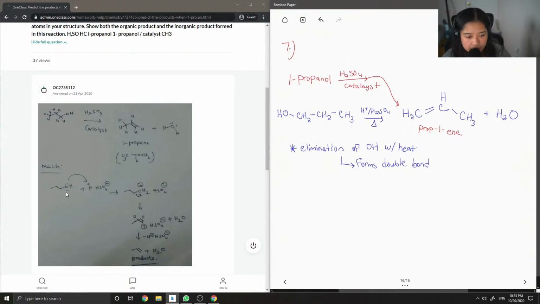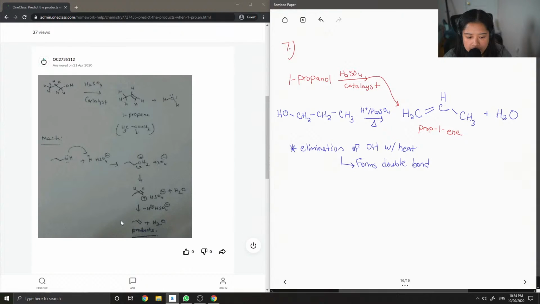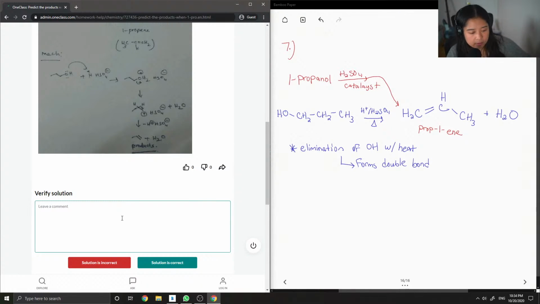So I didn't draw it out, but basically one of the lone pairs of oxygen comes and deprotonates one of the acids. Then from there, the oxygen has a positive charge. And then the bond comes and kicks it off, forming water. And then from there, one of the hydrogens comes down to neutralize that positive charge. And that's how you get the double bond, the 1-propene. So this answer is correct.